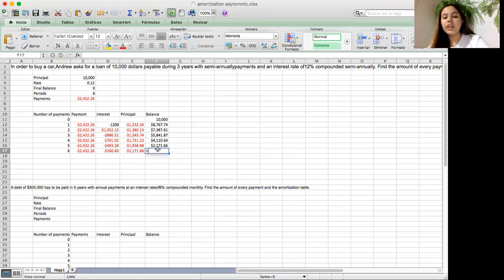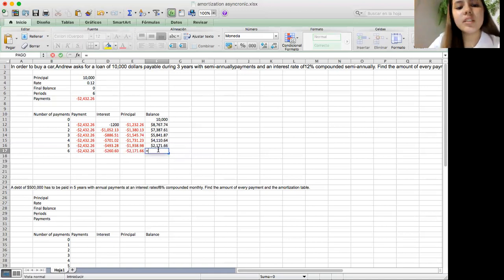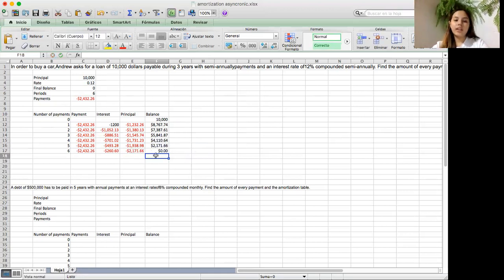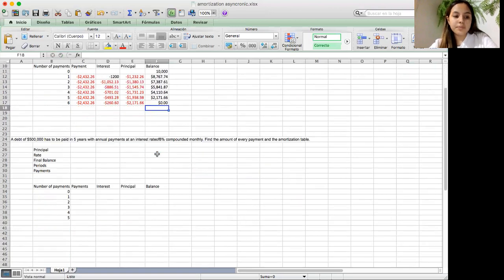And finally, the last balance needs to be 0 to confirm that our table is good. So balance plus our principal, and write this like this. The final balance is 0.